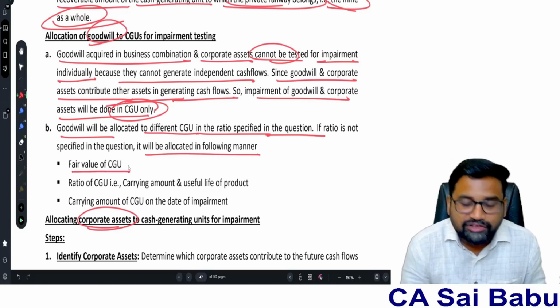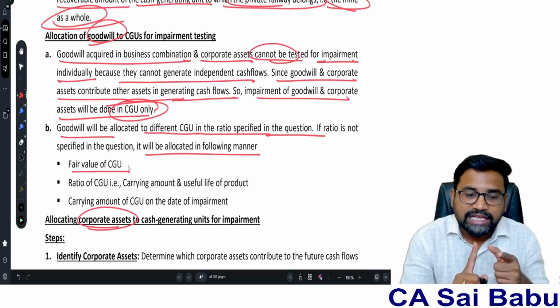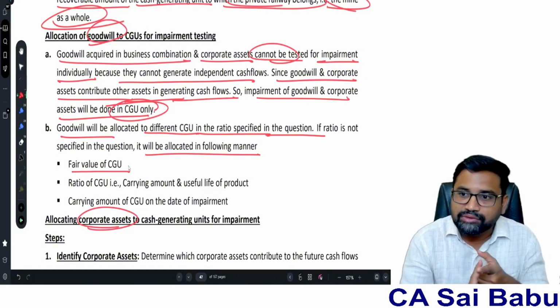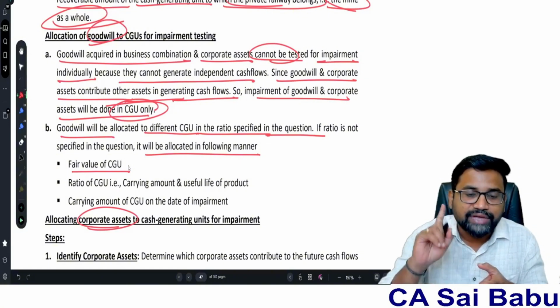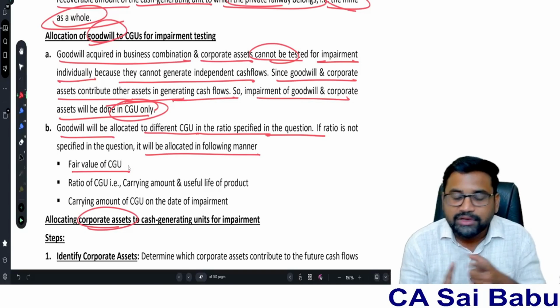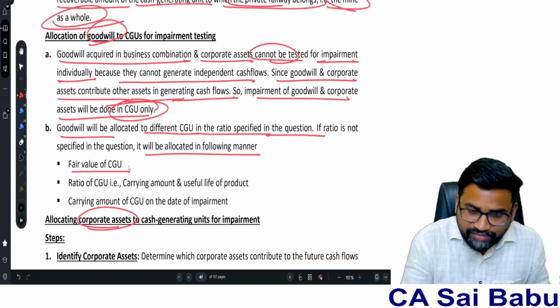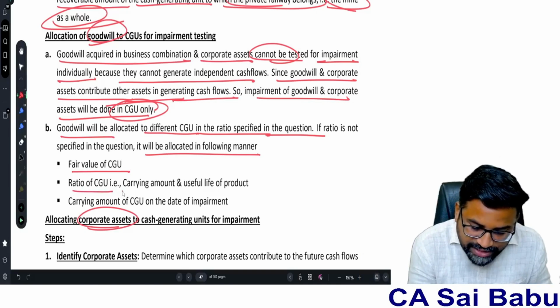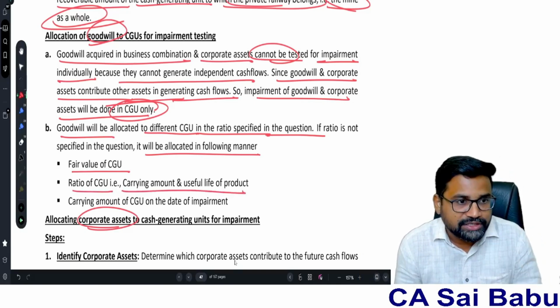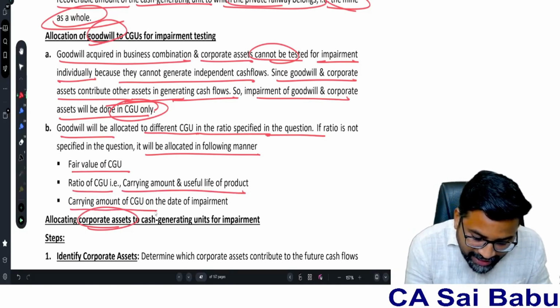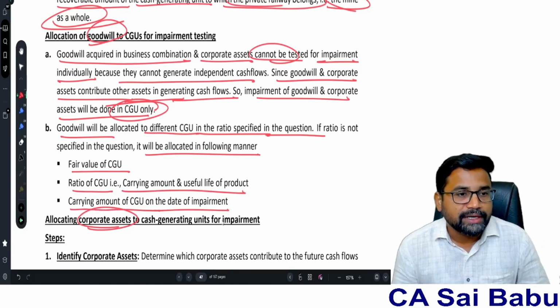First, take the fair value of the CGU. Cash generating unit 1, what is the fair value? Cash generating unit 2, what is the fair value? Cash generating unit 3, what is the fair value? Based on the fair values, you allocate this goodwill. If that is not available, then use the ratio of the CGU's carrying amount and useful life of the product. If that is also not available, use the carrying amount of the CGU on the date of impairment.